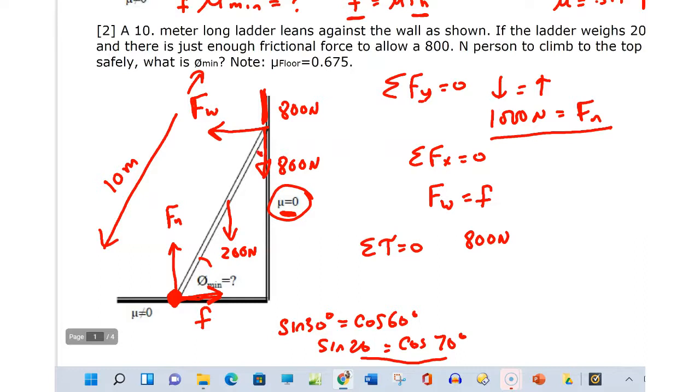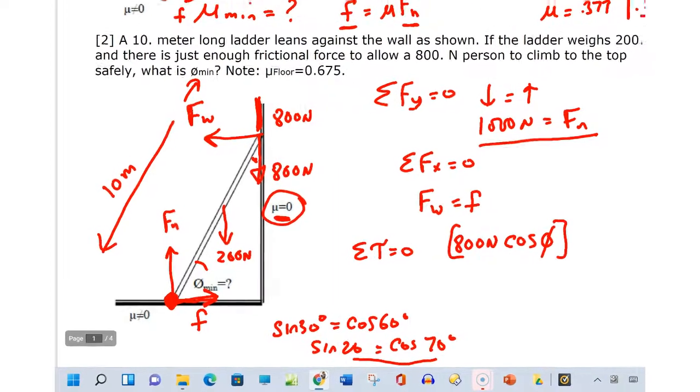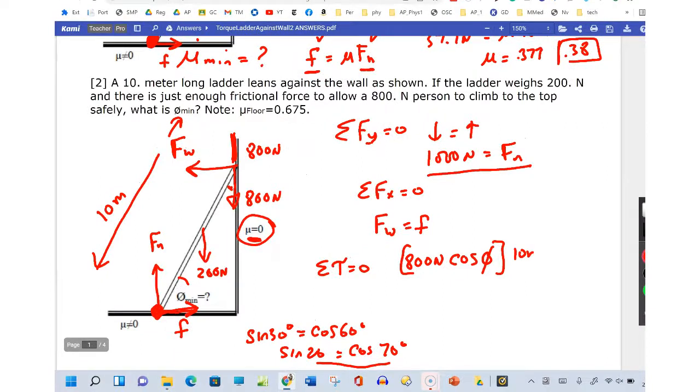However, I wasn't given that angle, but I know it's the complement of the bottom, so I can use cosine of the angle that I'm given. That's the force. The moment arm is 10 meters from the pivot, and that's the torque. And there's another torque over here. The 200 Newton ladder. Once again, cosine of that angle times 5 meters, and those two torques equal the one torque at the top, which is the FW.